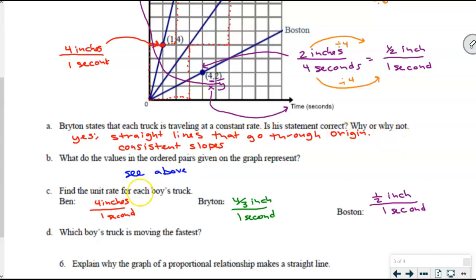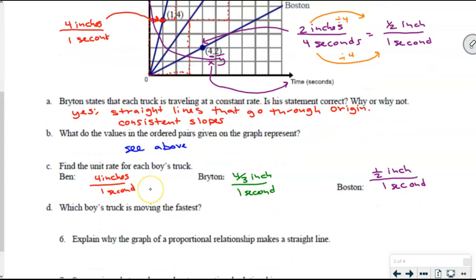Yeah. So did you use the unit rates for that? Great. So when we find the unit rate, it's very easy to compare. 1 second across the board, who's going more in that 1 second? Obviously it's Ben. That's why we like that unit rate.